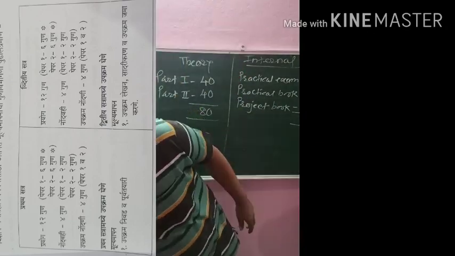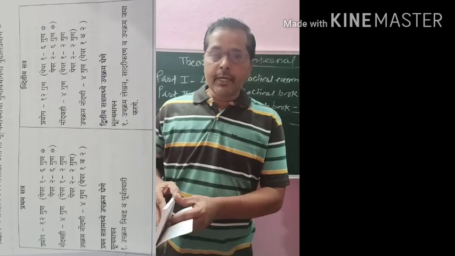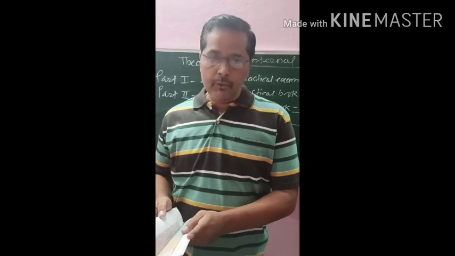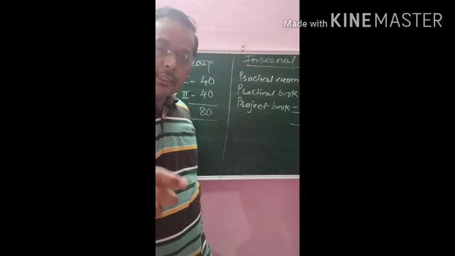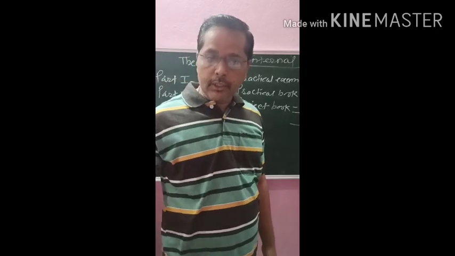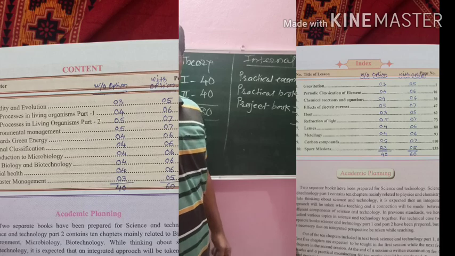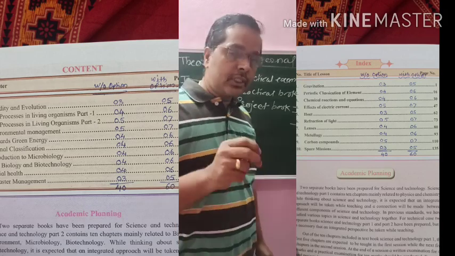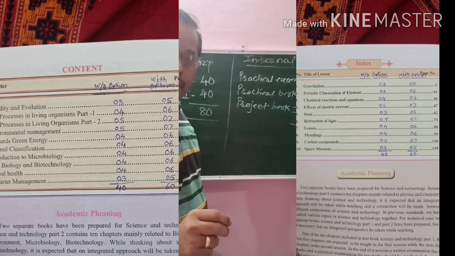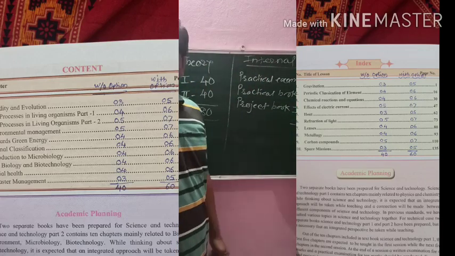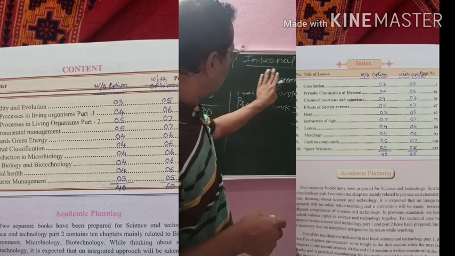Then the board has given chapter wise mark distribution for part 1 and part 2 also. You can see the chapter wise distribution in this video, and by pausing the video you can write it in your book. This chapter wise distribution is given by the board with option and without option also. Now let us see the paper pattern.